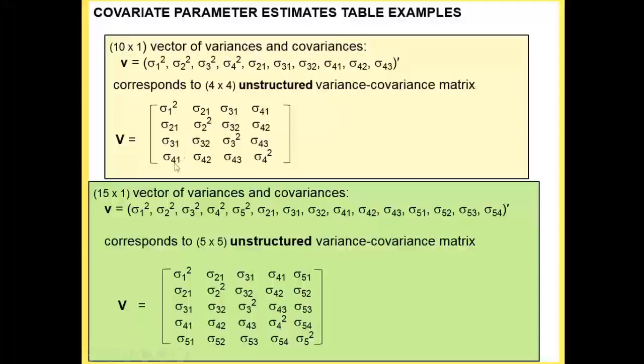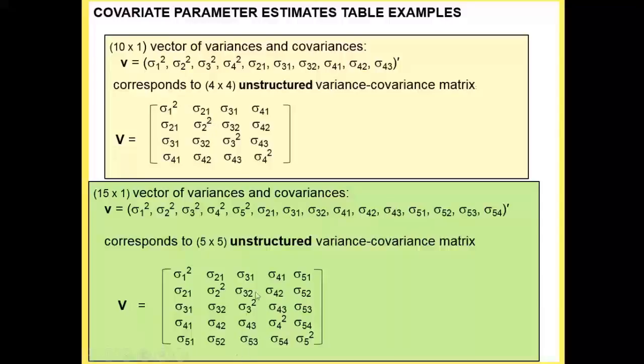So if you had an R matrix that was 4 by 4, this is what the V matrix would look like. If you had an R matrix that was 5 by 5, this is what the V matrix would look like. And if you had to use this COVTEST procedure, you'd have to convert this matrix to a vector. And the way you'd convert it to the vector would be analogous to the way I converted it when it was a 4 by 4 matrix.